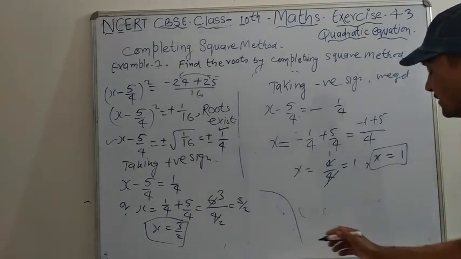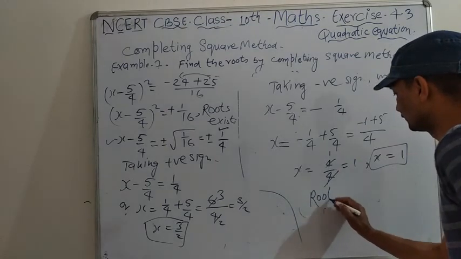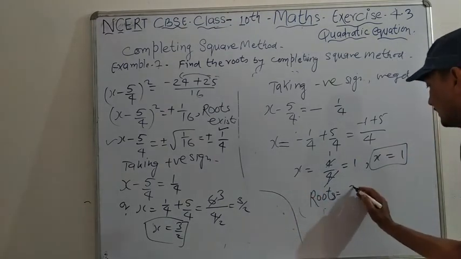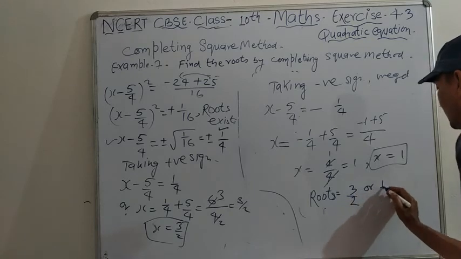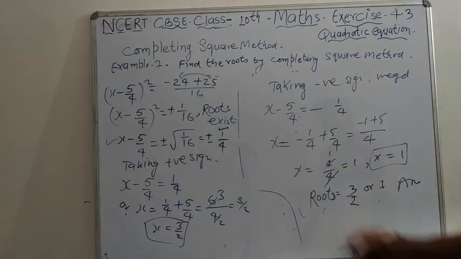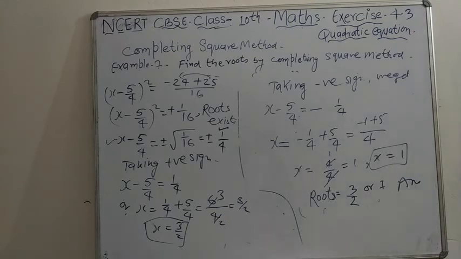So we get two roots, 3 by 2 or 1. That is the answer. So that was the completing the square method, and we will do some questions from the exercise.